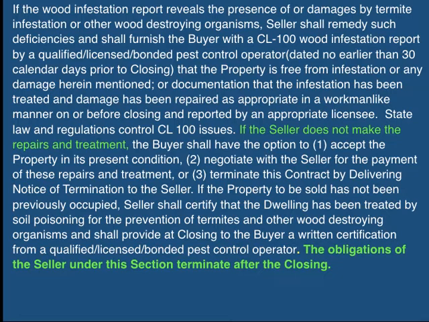The first part of this paragraph says that the seller shall remedy such deficiencies. You would think that means that they're going to fix the stuff. But then it goes on down to say, if the seller does not make the repairs, the buyer has these options. There are a lot of very experienced agents who feel that with the CL100, the seller has to do what's on the CL100. If the contract is made contingent upon the CL100 and the seller doesn't make the repairs, then the buyer can get out. They have those options.